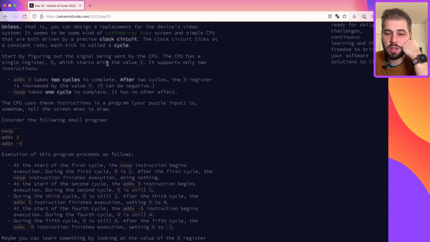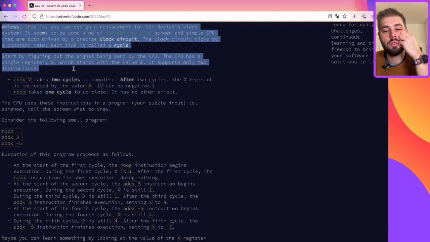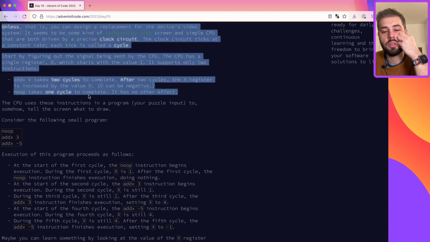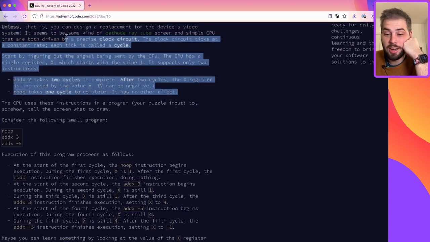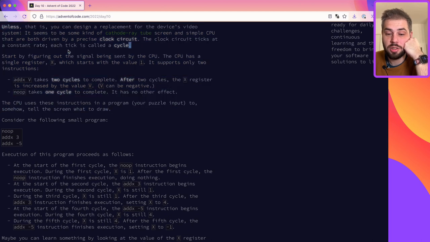Situations like this must be why the elves prioritize getting the communication system on your handheld device working. You pull it out, and the amount of water slowly draining from the creek and the screen tells you it probably won't be much immediate use, unless at least you can design a replacement for the device video system. It seems to be some kind of cathode-ray tube screen and simple CPU that are both driven by a precise clock circuit. Okay, so I guess this is a graphical task, right? The clock circuit ticks at a constant rate. Each tick is called a cycle.